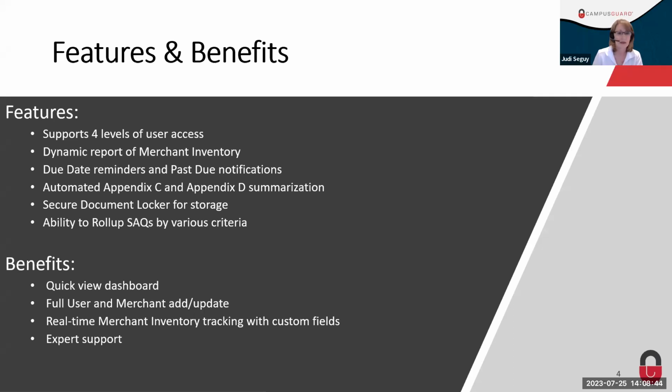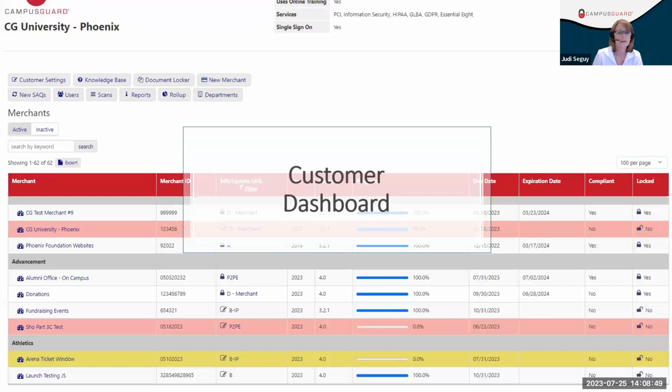So how about a quick peek at some of the pages I'm going to show you in the demo. This is what we call the customer level dashboard. Remember, we've got those 4 levels. So this would be an individual campus, perhaps an individual hospital. And this is what that customer dashboard looks like.